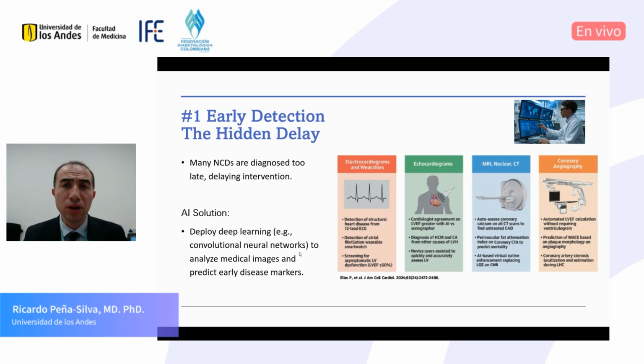And this can be applied in multiple settings. There are examples of artificial intelligence models used to study EKGs, but there are also AI models to support, for example, the deployment of echocardiograms, MRI, CTs, coronary angiography. This is an example for cardiovascular disease, but in all the different non-communicable diseases, there are examples of tools that are supported by artificial intelligence that help us to diagnose these different diseases earlier. There are examples.